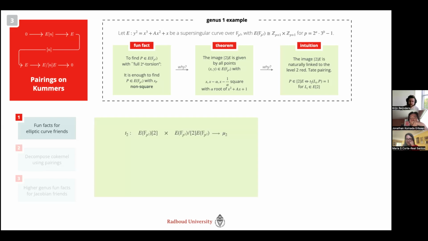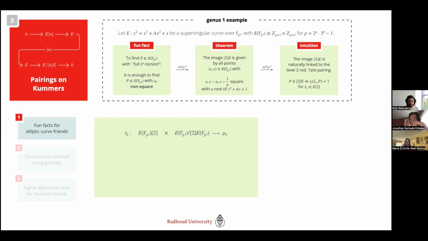So this is the Tate pairing, let's say, of degree 2, the reduced Tate pairing. And it's a bilinear pairing that on the left takes the rational points in your 2 torsion. And on the right, it takes the points on the curve, modulo this image of doubling, and it maps this to mu2, so the roots of unity of degree 2.